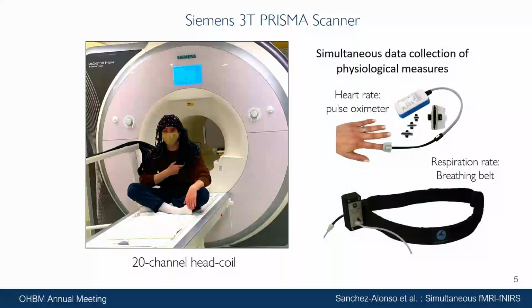For data collection of the fMRI data, we are using a Siemens 3T Prisma. We are using the 20-channel head coil because the 64 and the 32 didn't allow the NIRS cap to fit, so we have to use the 20-channel head coil. At the same time, we are simultaneously collecting physiological measures, in particular heart rate and respiration rate, as you can see here.